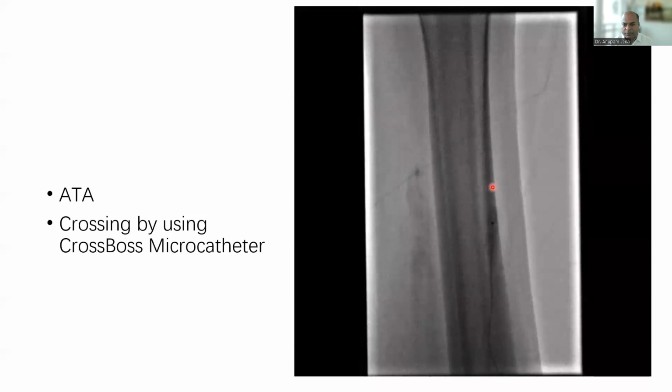I took a Crossverse microcatheter. Crossverse is a type of special microcatheter that is used for coronary CTOs. This microcatheter can be advanced even without a wire by rapid torquing. So in this case, I took the Crossverse microcatheter and advanced it through the anterior tibial artery, and this also entered into the true lumen distally. So there was a long subintimal tract, but we could establish a distal true lumen re-entry.